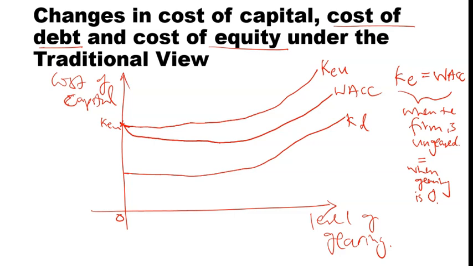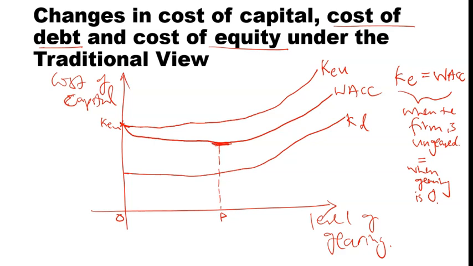Now let's look at the drawbacks of the traditional view. We can also appreciate that using this graph, you can see that the optimal level of gearing is at that point when the WACC is lowest. So this is the point where we need to allow our managers to have their gearing at. That's the level we want them to be geared.